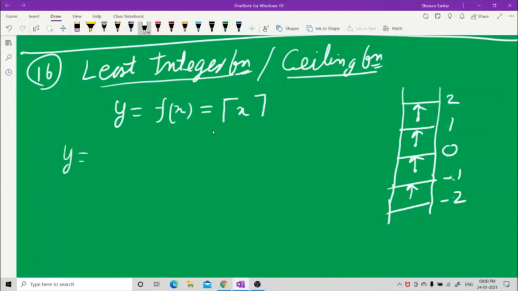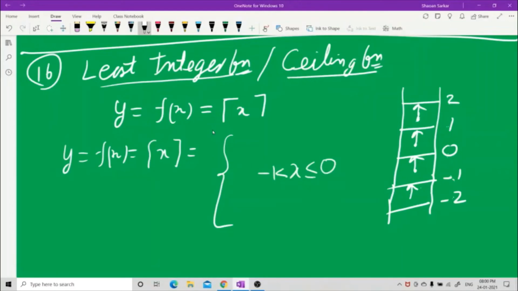Let's write it. Y is equal to f(x) equal to this way, and then let's start writing. अगर ये 0 और minus 1 के बीच में है, तो 0 देगा. अगर ये -1 और -2 के बीच में है तो -1 देगा. अब उल्टा देगा, देखो यहाँ पे आएगा.